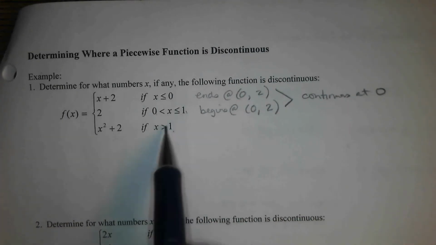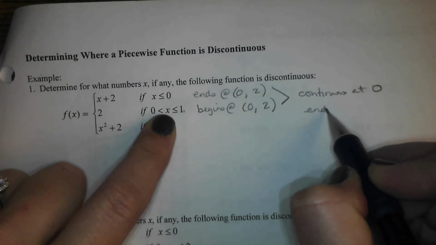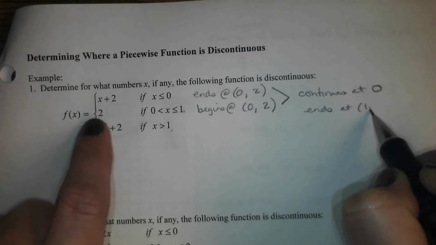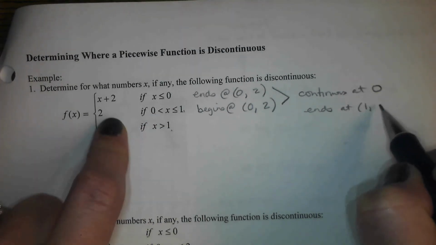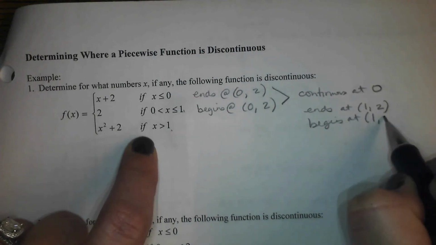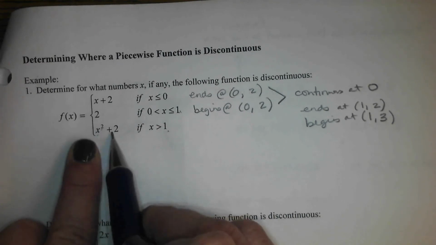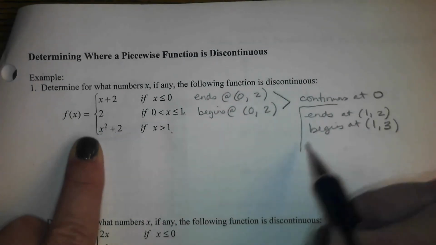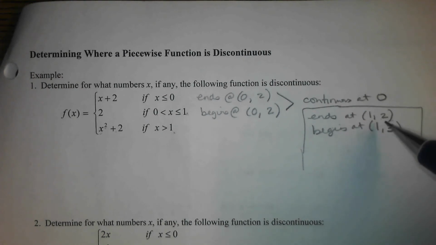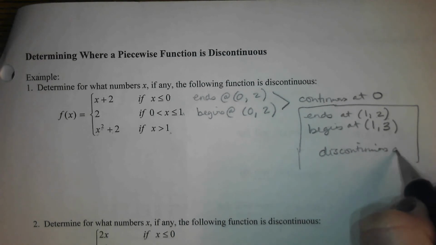And then another point of transition at 1. So this section ends at 1 what? 1, 2, because that's a constant. So if you plug in 1, you get 2. And this one begins at 1, 3. If I plug in 1 here, I get 1 squared plus 2, which is 3. So because one ends at 1, 2, and the other one begins at 1, 3, there's a little jump between those points, and therefore this one is discontinuous at 1.